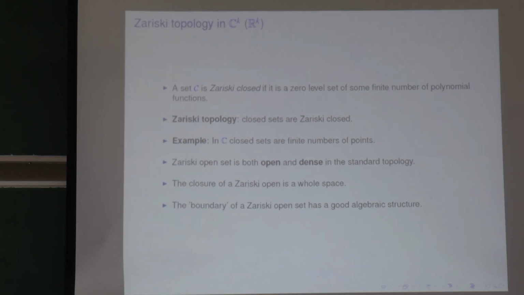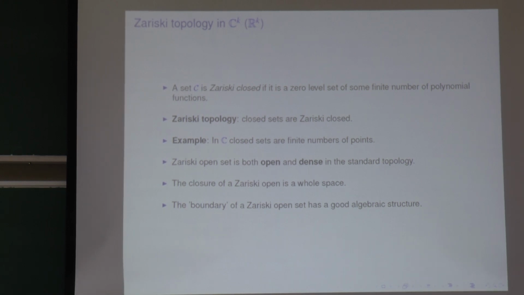So typically topology is defined by saying what the open sets are. I say that in my space open sets are like this, and then the topology is defined. But in Zariski topology you do it the other way around. You say what the closed sets are. A set is closed if it is a zero level of some finite number of polynomial equations. So we have a space, for example Cn or Rn, and on this space we have polynomials, and we take some polynomials and look at the zero level of the equations given by those polynomials. What is the zero level? The solutions of the polynomial equations. Those sets which are given by the solutions of polynomial equations are Zariski closed. And Zariski topology is a topology in which closed sets are Zariski closed.